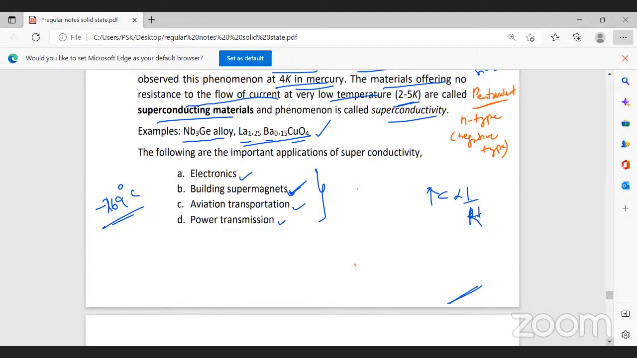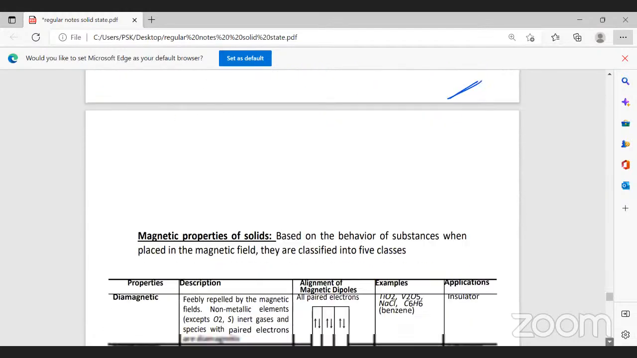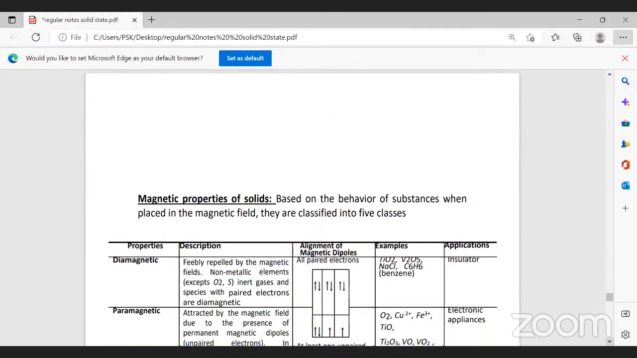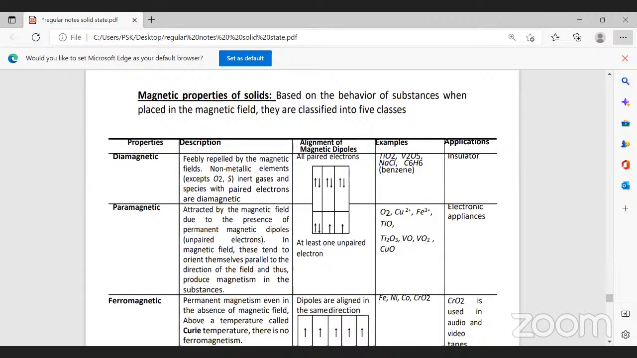I don't think so. Today also we can finish with the topic because a lot of MCQs we have to learn, not numericals. MCQs we have to learn. So I hope that you followed with the electrical properties of the solids.